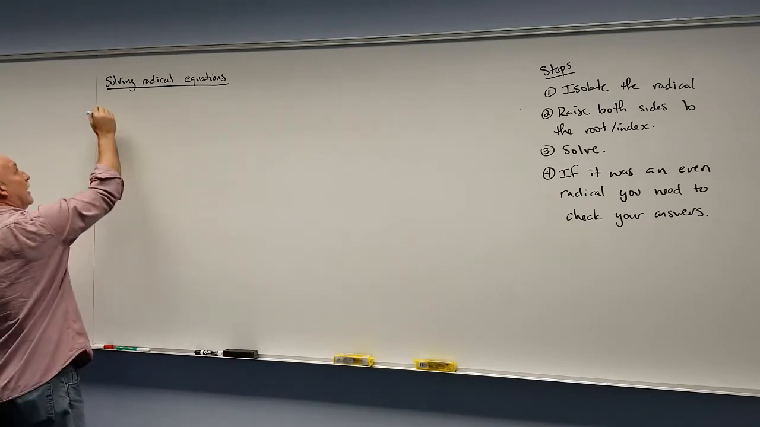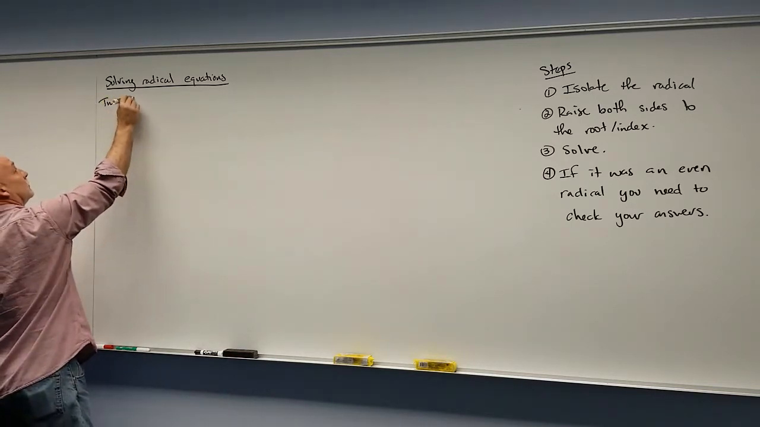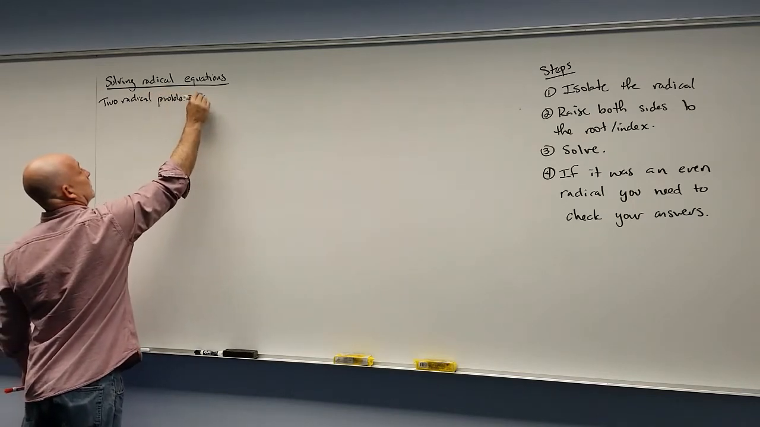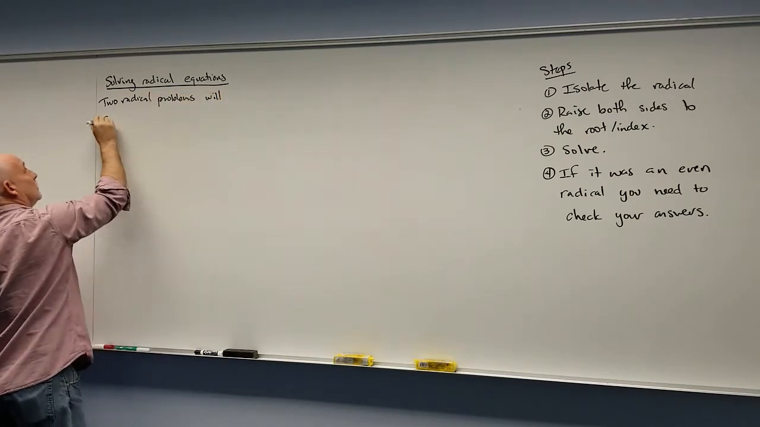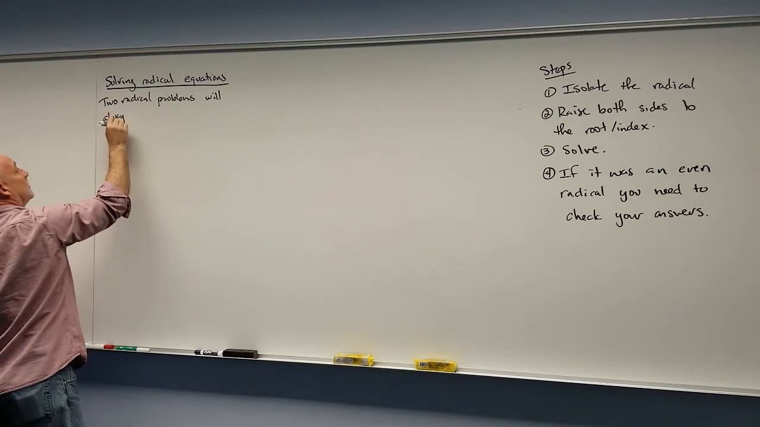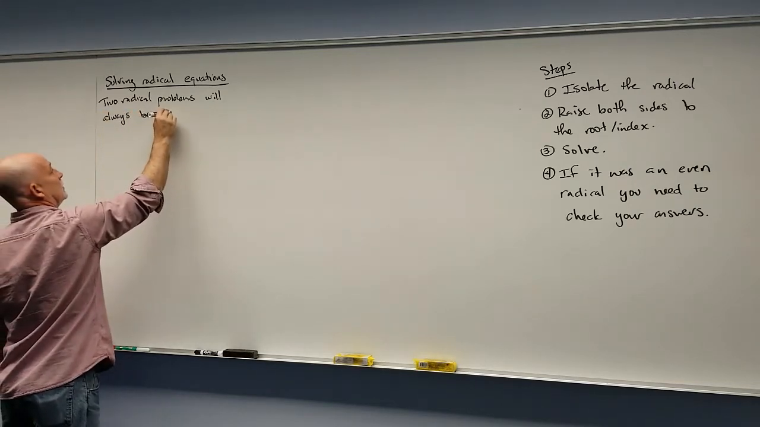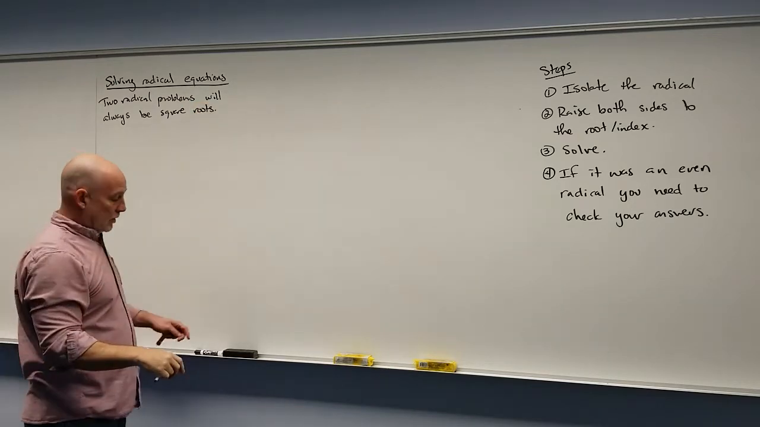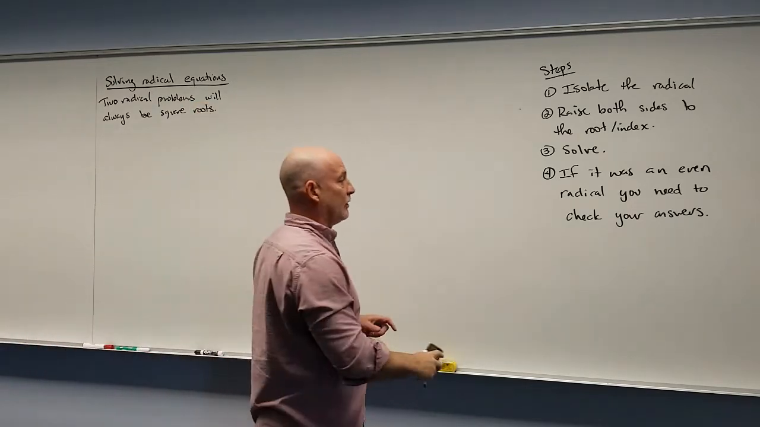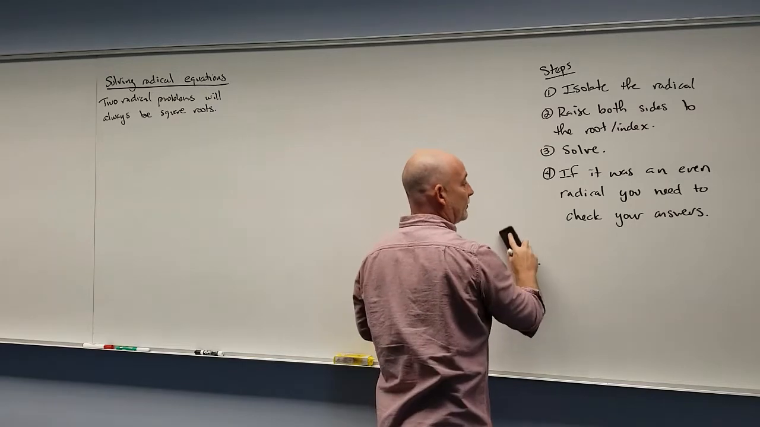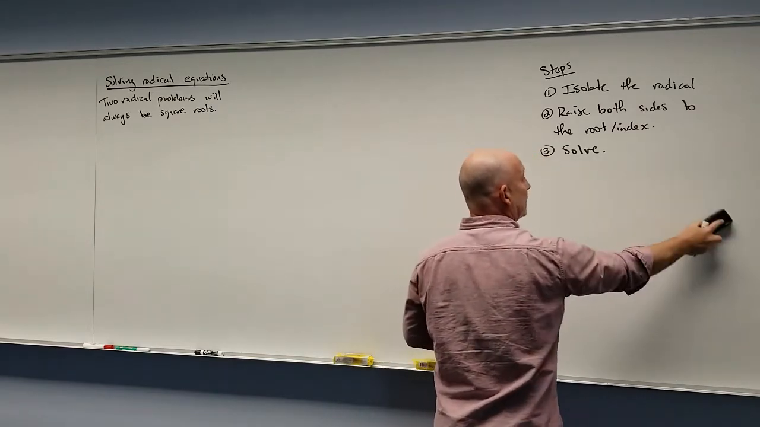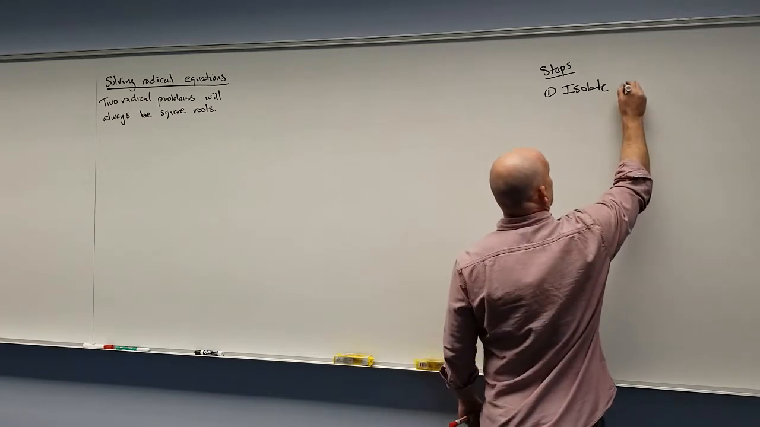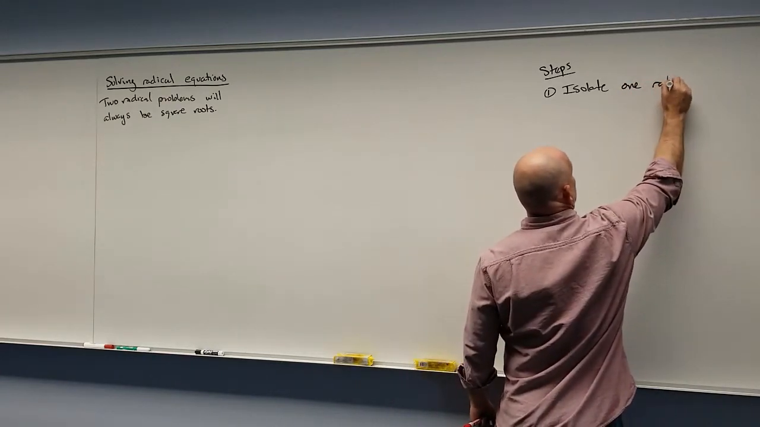So our two radical problems will always be square roots. Since there are always going to be square roots, that's how I'm going to write the steps over here. So later on, if you get to a math class where they're not square roots, well, these steps won't work. All right, so step one is going to be isolate one radical.